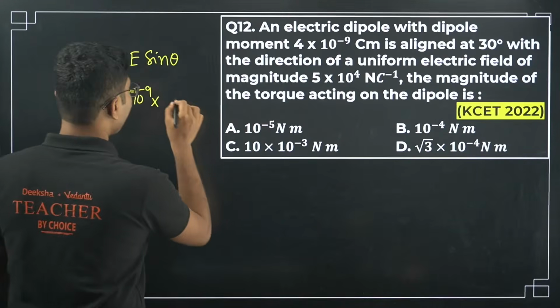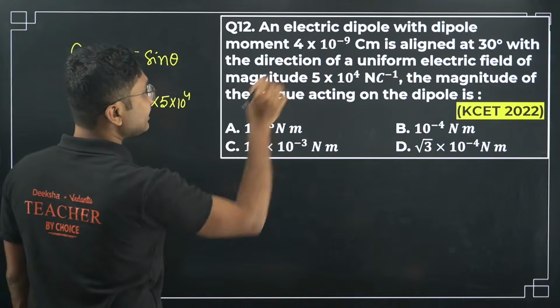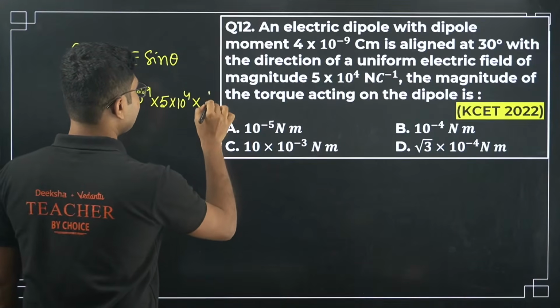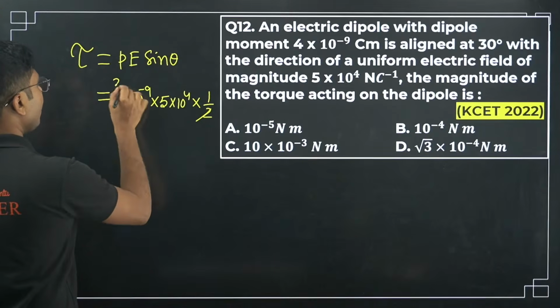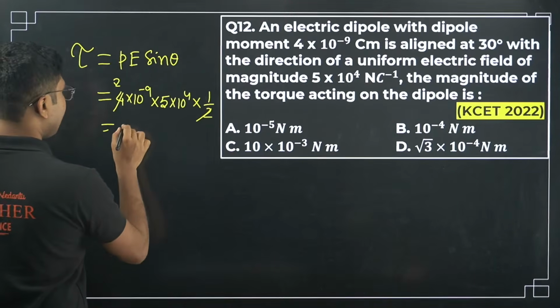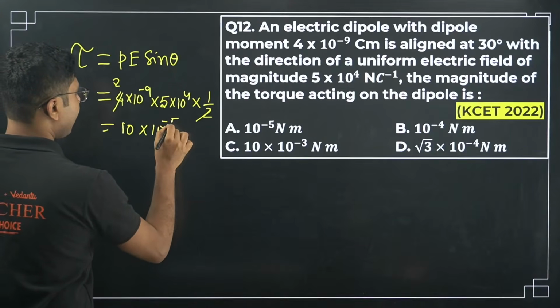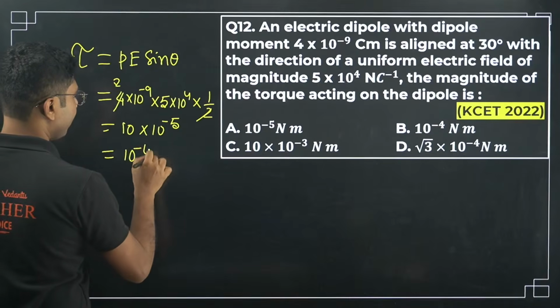Electric field is given 5 into 10 to the power of 4, and theta is given 30 degrees. 30 degrees means sin 30 is half. So let's put these values. So you get 2 into 5 is 10, 10 into 10 to the power of minus 5. So that means it will be 10 to the power of minus 4.